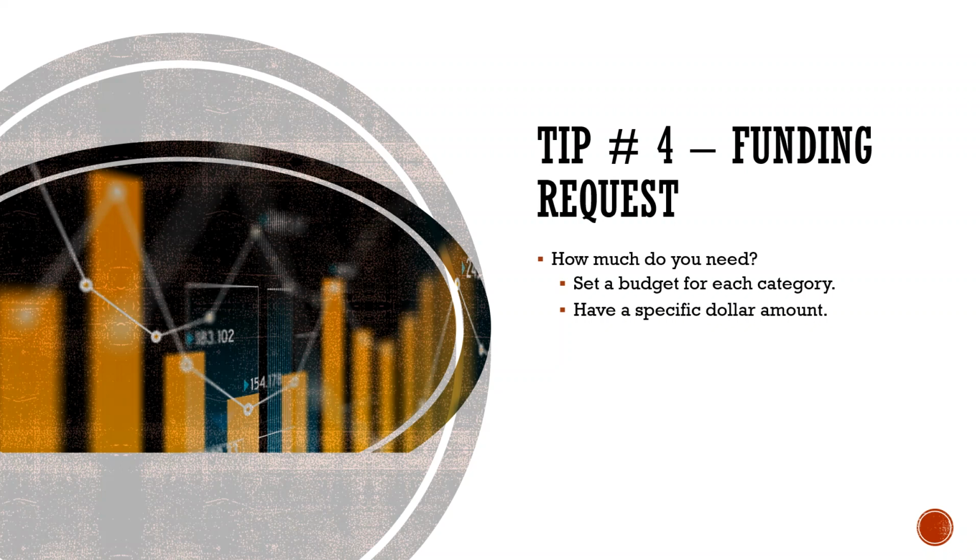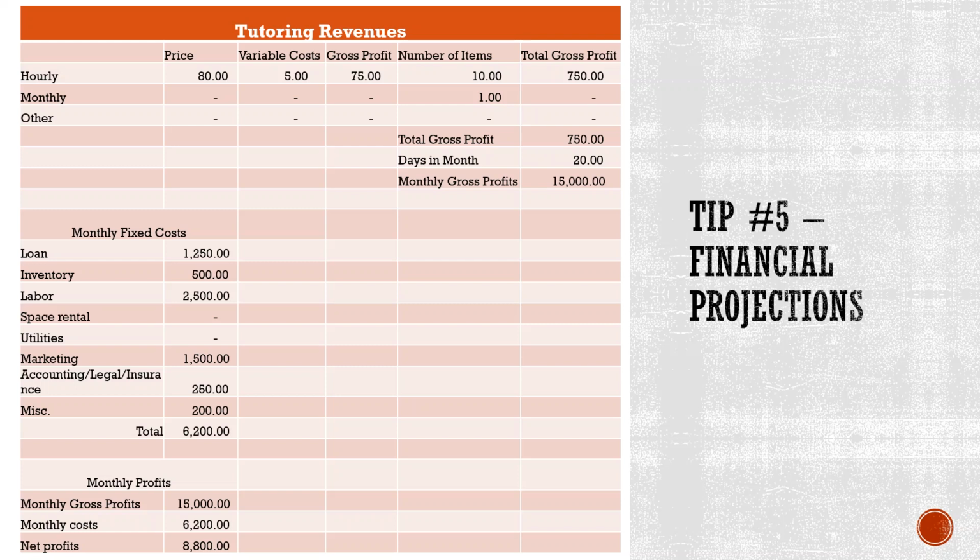Once you're done identifying the categories, then total up the categories and make sure you put a total dollar amount needed for funding, and make sure that dollar amount needed for funding is identical to your top line dollar amount as well. And then tip number 5, financial projections.